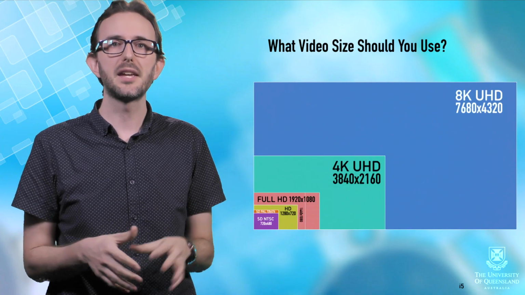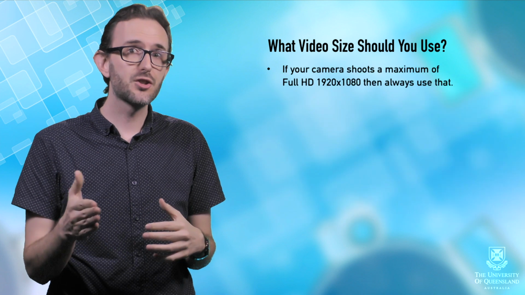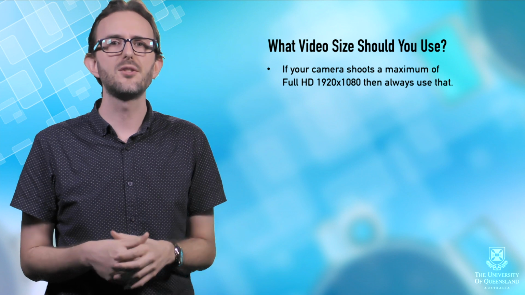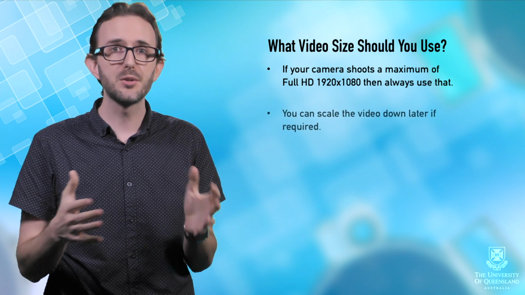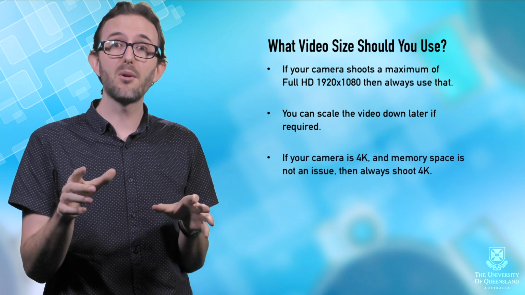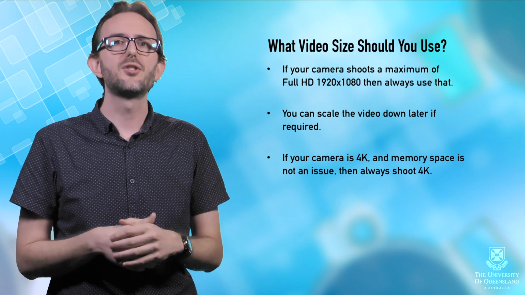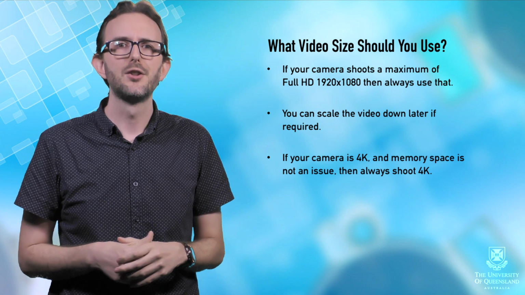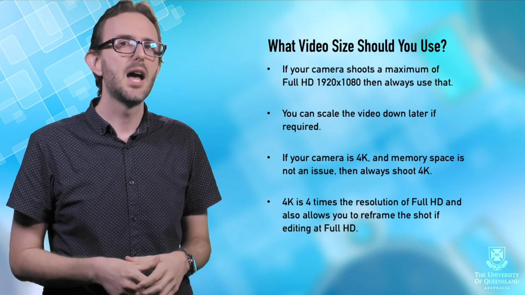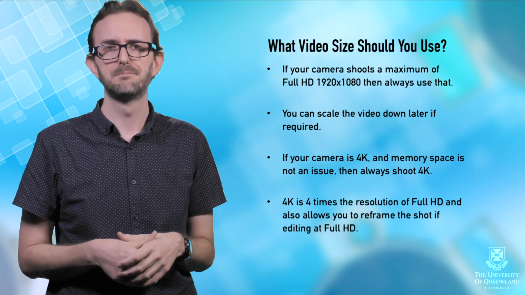So, you might be thinking, what video resolution do I use? Well, if your camera shoots a maximum of full HD 1920 by 1080, then always use that size. You can convert it to a smaller size later if required. If your camera is capable of shooting 4K and running out of space on your memory card is not an issue, then shooting at 4K is a great option, not only because of its higher resolution at 4 times that of full HD, but also because it gives you the option of reframing in post-production.